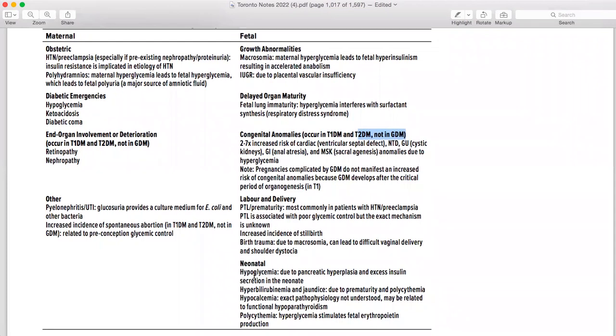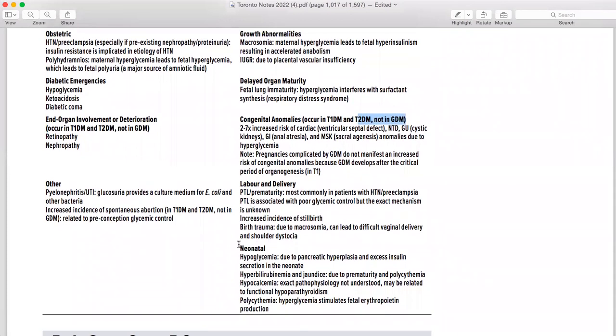Then comes the labor, delivery, neonate. So you can read it. This neonatal, what are the complications that are present? Hypoglycemia, hyperbilirubinemia, hypocalcemia, polycythemia.